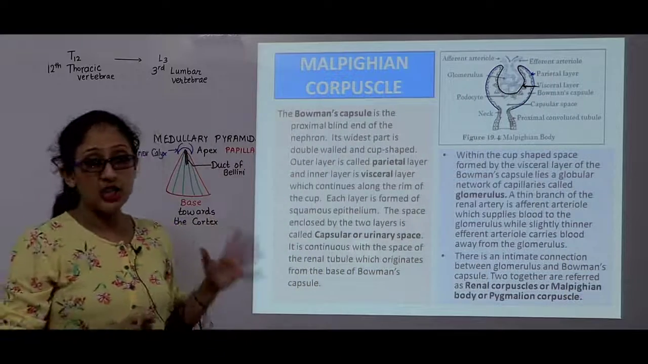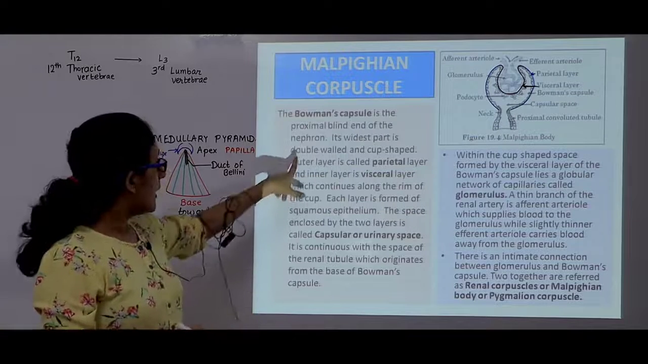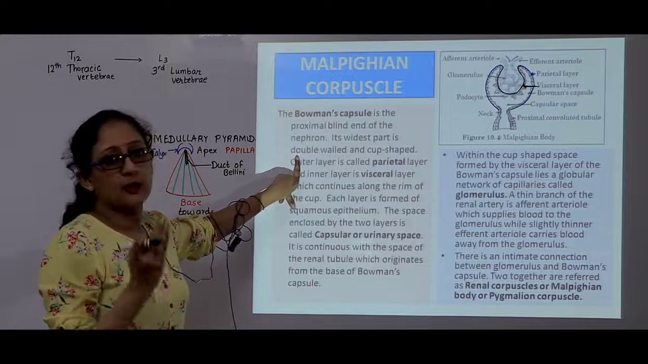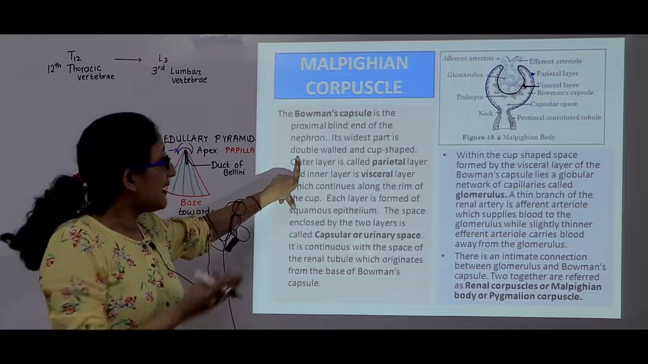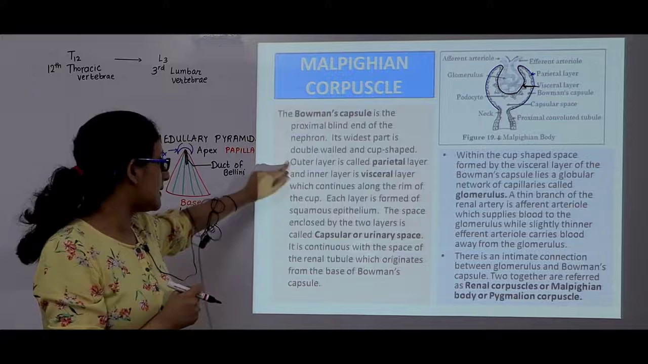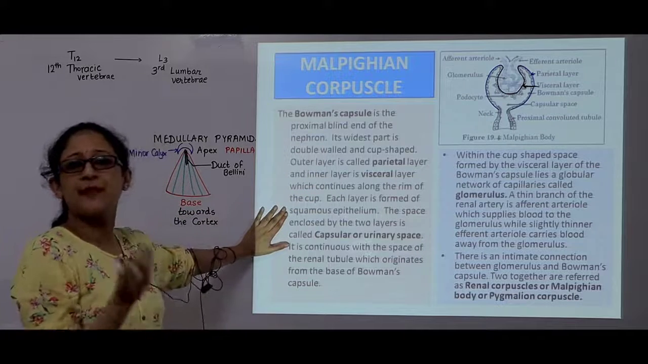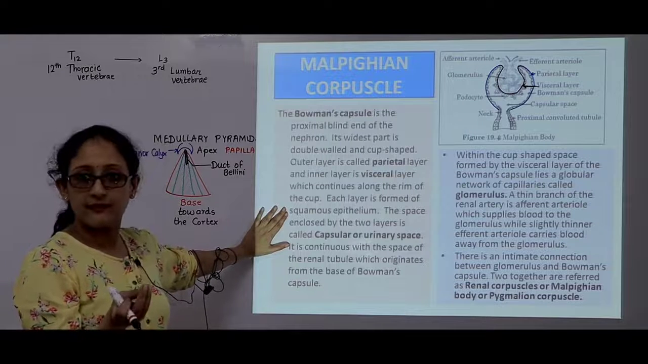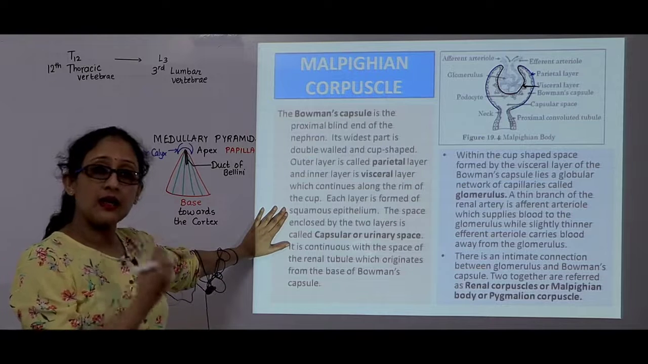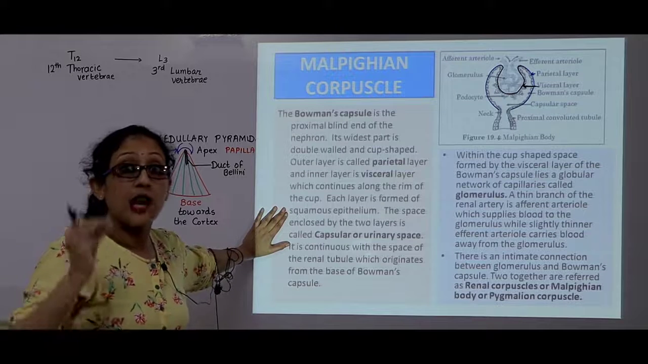It is the initial proximal blind portion which does not have any opening. It is the widest part of the nephron. It has two walls, as I said, outer parietal, inner visceral, and it is cup shaped with a cup shaped depression. Outer parietal, inner visceral, and both the layers have squamous epithelium. So it's flat cells. So outer parietal is also having squamous cells, inner layer is also having squamous cells, but those inner squamous cells, they are modified.